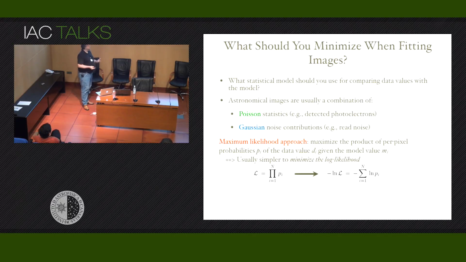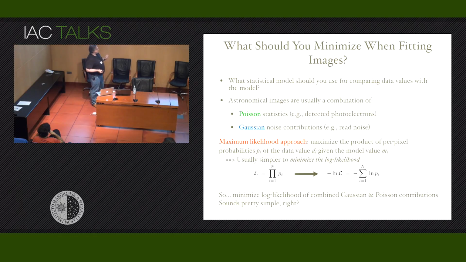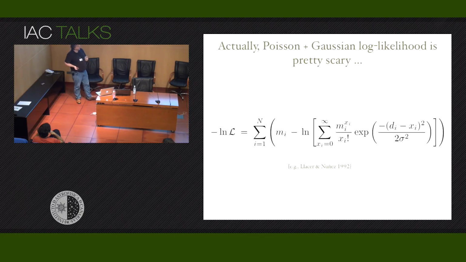It's actually almost always simpler to take the logarithm of that, take the negative of the logarithm, and then minimize that value. So you would think that, okay, minimizing the log likelihood of some model which combines Gaussian and Poisson contributions shouldn't be too difficult. I mean, the Gaussian is really simple. We know how that works. Poisson is actually really simple, too.